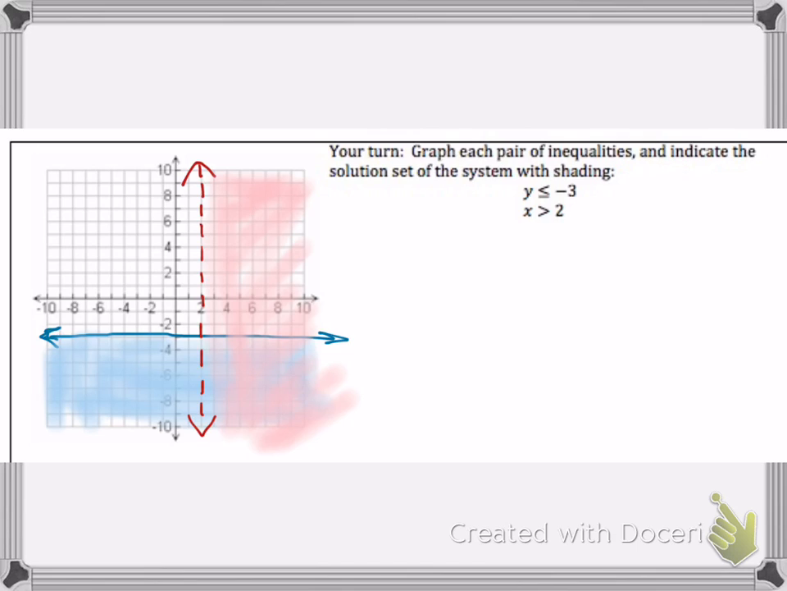Then the intersection of those is going to be the area where those shadings cross. And so I'm just going to go over that in purple. And that is the intersection. So hopefully you picked quadrant 4 for your area of intersection. Now it's not the whole quadrant, but it does occur in quadrant 4.